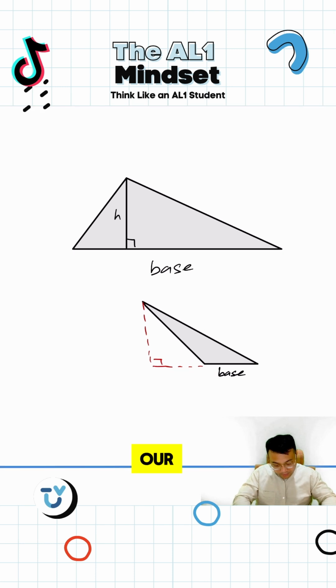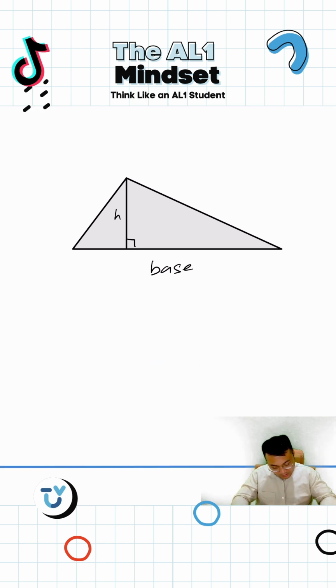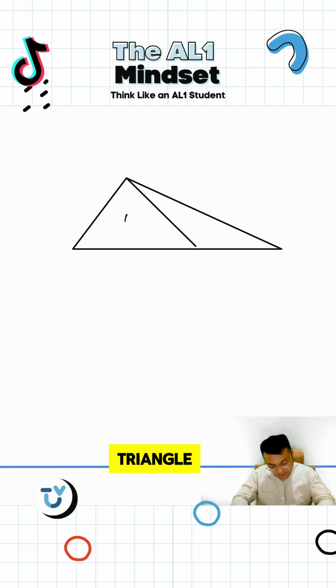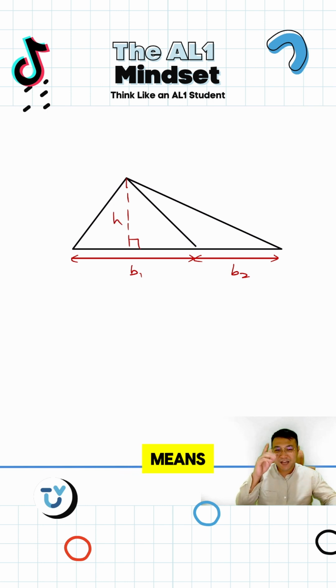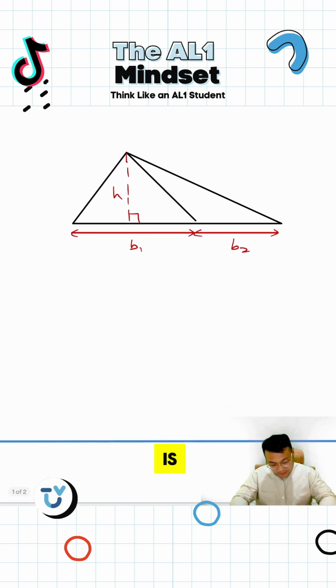The height must be 90 degrees to the base. So let's get back to our original triangle, shall we? I'm going to slice this into half. So now it looks like this, and we have two triangles, triangle A and triangle B. Now, imagine the base of triangle A is B1, and the base of triangle B is B2. Where is their height? The height must always be 90 degrees to the base, which means both of them share the same height.